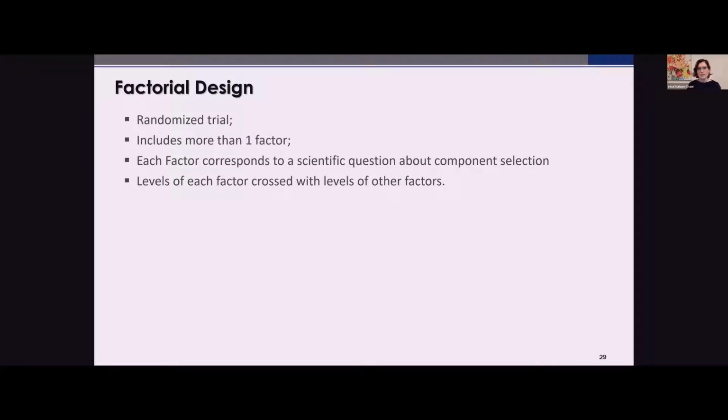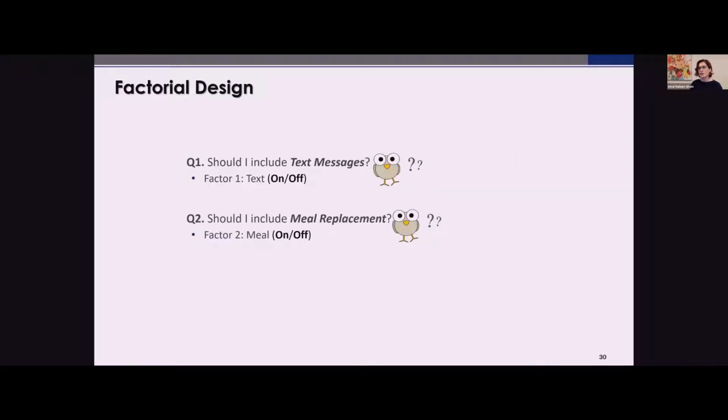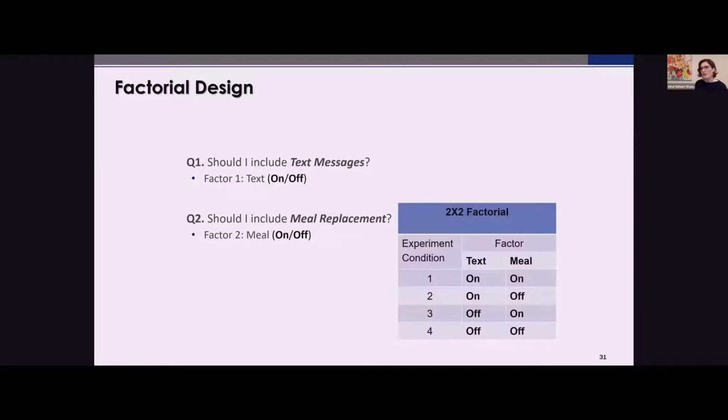So the best example is the simplest example of a 2x2 factorial design. Remember these scientific questions. We want to know whether we should include text messages in our intervention and whether we should include meal replacement. To answer both questions, we will have 2 factors, 1 for each component. And each factor will have 2 levels, on and off. On when participants will receive the component, and off when they don't. So now what I do is I take the 2 levels of factor 1 and I cross them with the 2 levels of factor 2. And this will give me a design with 4 experimental conditions.